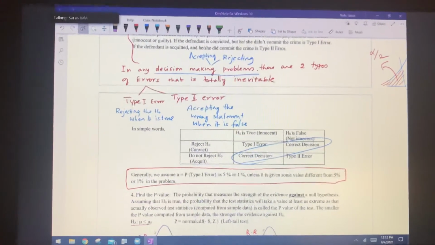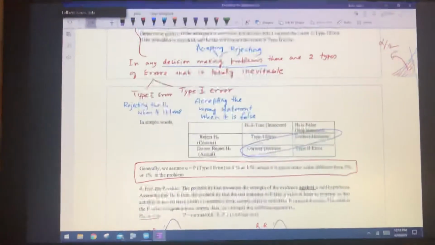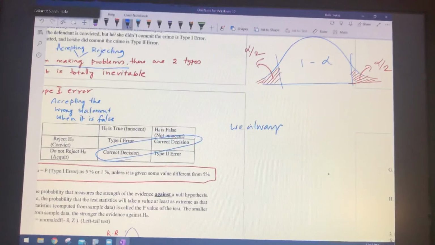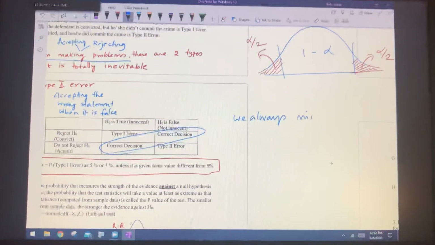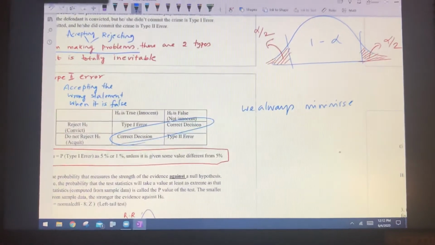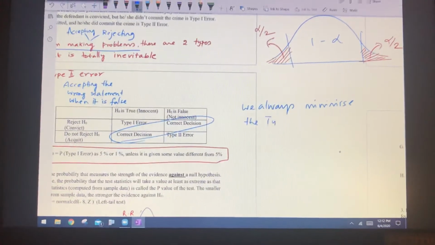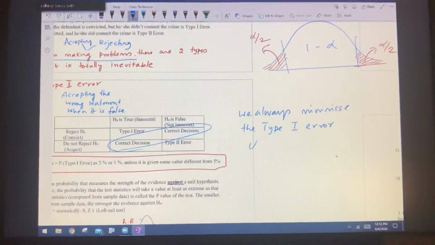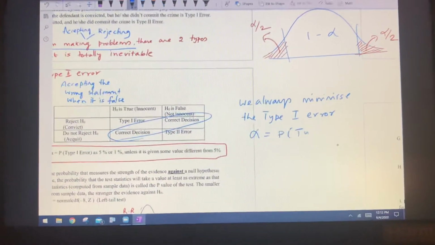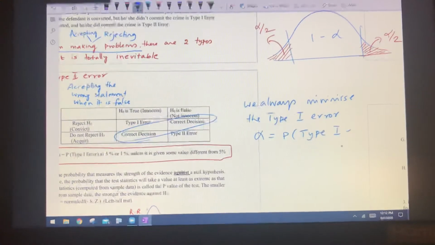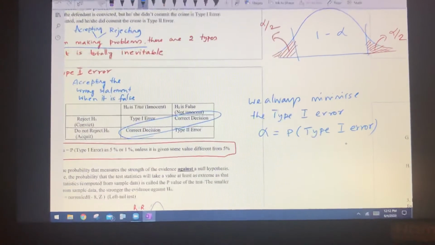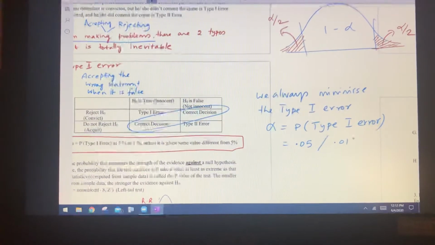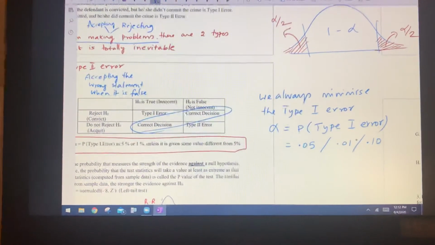So now, in another statistical language, we always try to minimize the type 1 error, the error that we are committing, and that's why we are keeping alpha equal to the probability of a type 1 error. Once I attach a probability, it usually becomes 5% or 1% or 10%, based on your significance level.